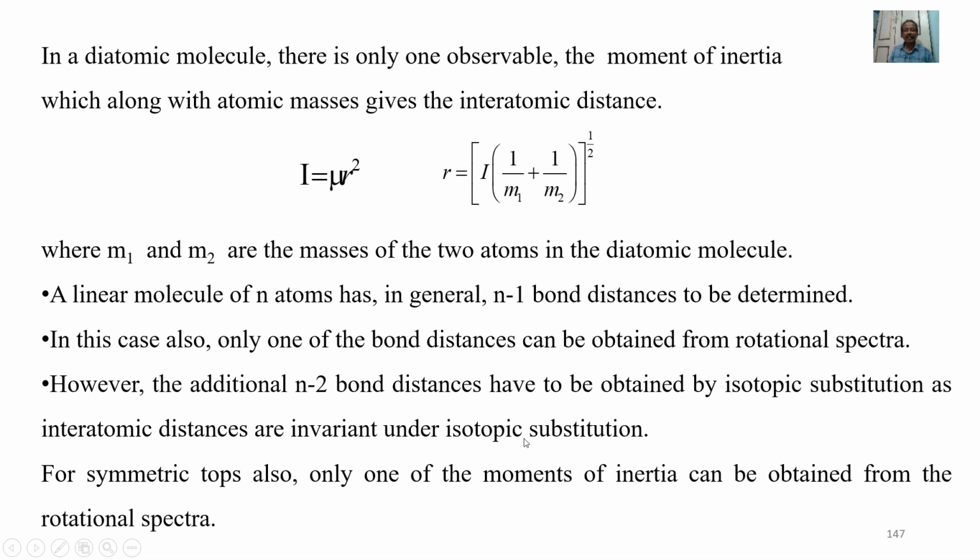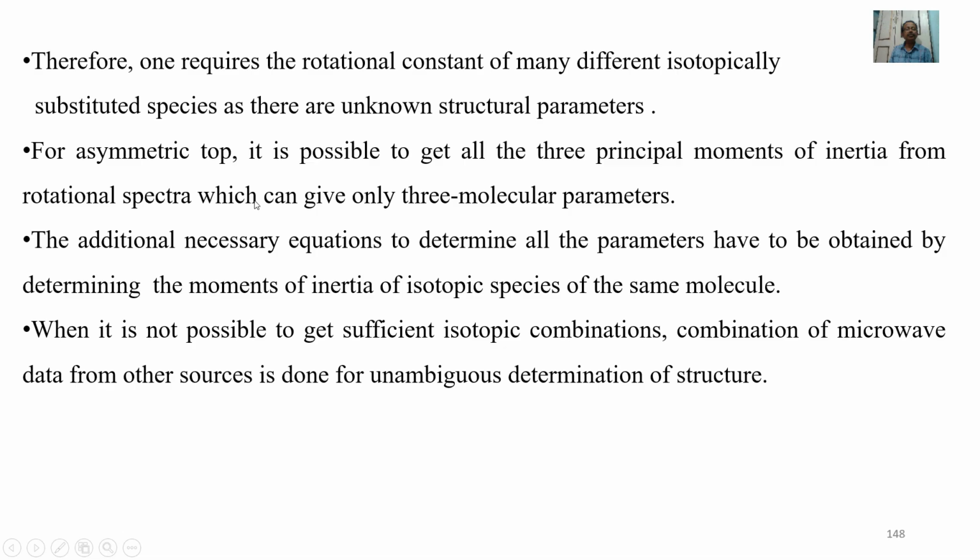under isotopic substitution. For symmetric top molecules, only one of the moments of inertia can be obtained from the rotational spectra. Therefore, one requires the rotational constants of many different isotopically substituted species, as there are many unknown structural parameters. For asymmetric top molecules, it is possible to get all the 3 principal moments of inertia from rotational spectra, which can give only 3 molecular parameters.